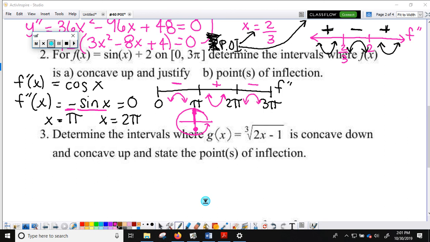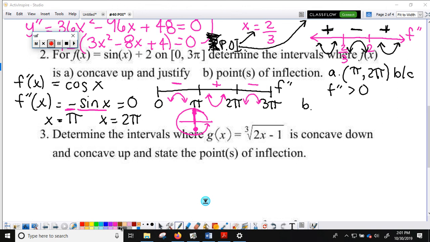So let's answer the question that we're given. Determine the intervals where f of x is concave up and justify, and give any points of inflection. Okay, so the graph of f is concave up on the interval (pi, 2 pi) because f double prime is greater than 0. Let's give any points of inflection. We're going to justify these, even though it doesn't say to.